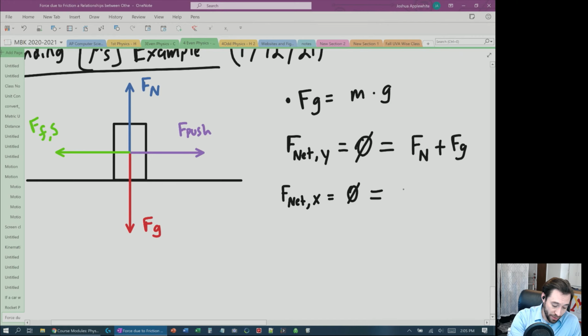So all the forces that are in the x-axis, I have force push plus the force due to friction, force due to static friction, sorry. Okay.